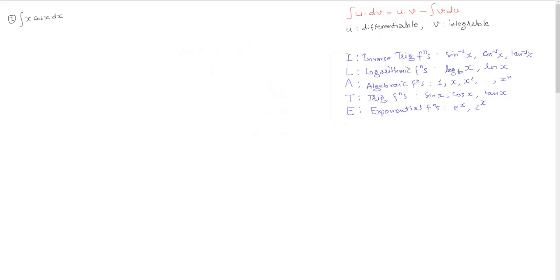By this order, you can simply see that the algebraic function comes before the trigonometric function. So that's why we consider the algebraic function to be differentiable, and the trigonometric function in this case, which is cos x, is considered to be the integrable function. So here we consider u equals x. For the rest of this quantity, cos x dx, we consider that to be dv.